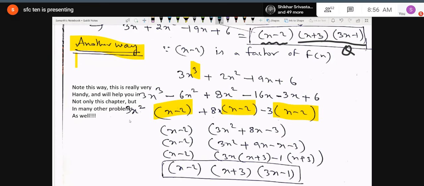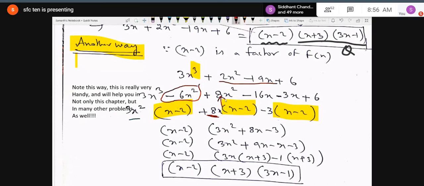Now, in order to get the middle term, that is 2x square in the rational integral function, in minus 6x square, what should be added? 8x square. And from where will we get 8x square? By multiplying 8x into x minus 2. 8x into x gives 8x square, and minus 16x.